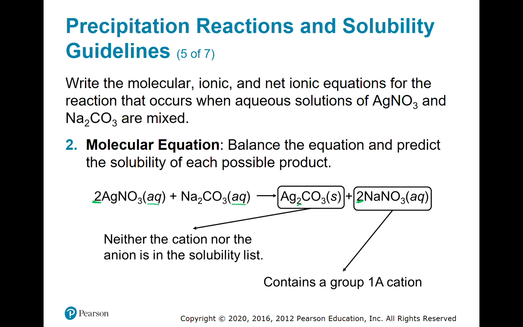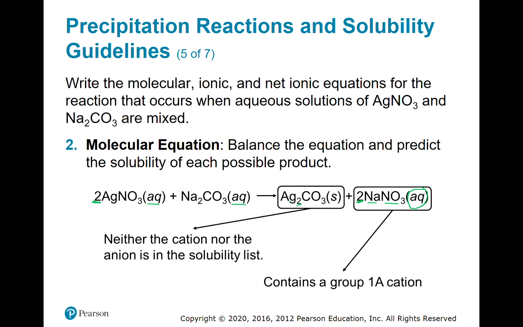Now we need to look at the identities of our products, which are sodium nitrate and silver carbonate. Sodium nitrate contains sodium ions and nitrate ions, and both of those things on their own automatically lead to soluble compounds. So based on either of those ions, we should predict that this will be an aqueous rather than a solid compound, because that's going to be able to dissolve in water very well, either on the basis of having sodium or having nitrate, but especially if it has both of them.